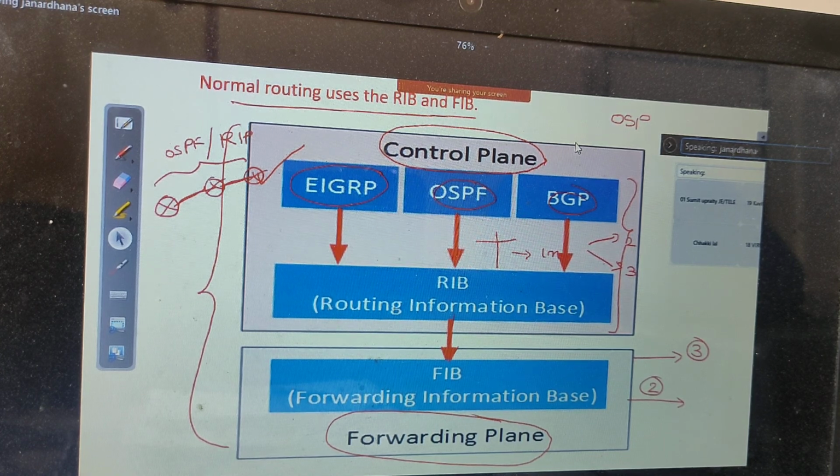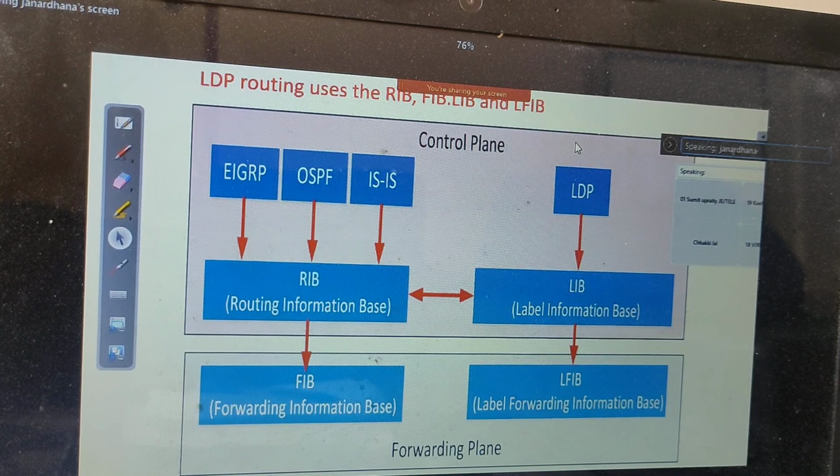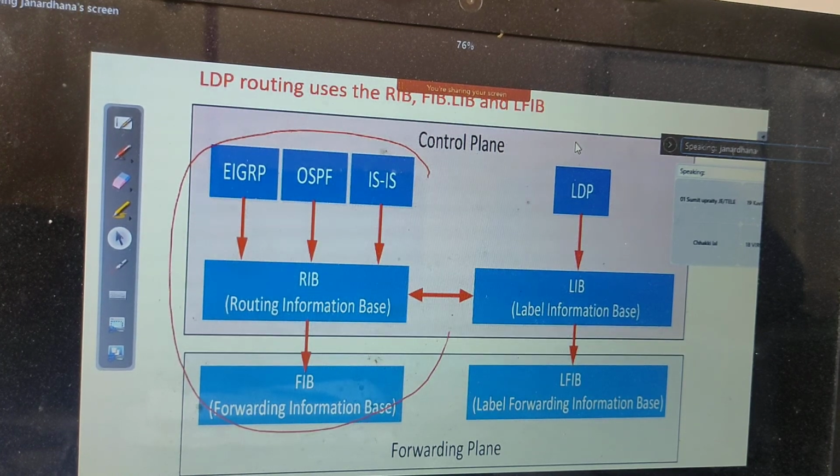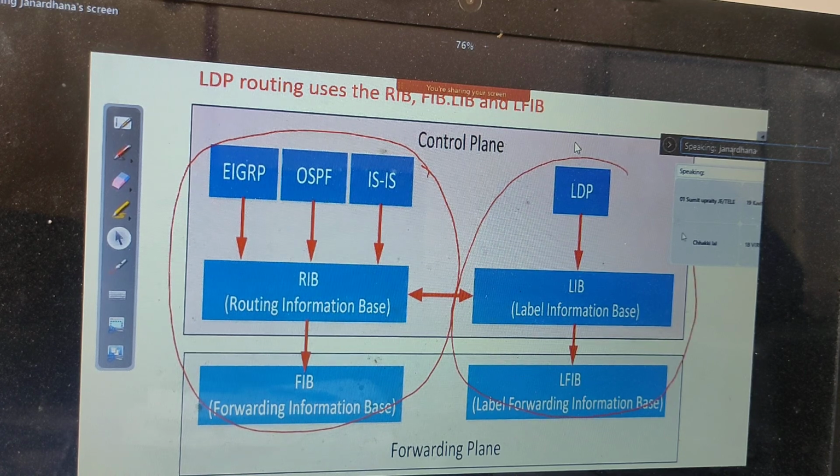Means the decision will be taken and it will forward. Similarly, MPLS also has the tables of a normal router. Apart from that, it also has one more table. So, I already told you.